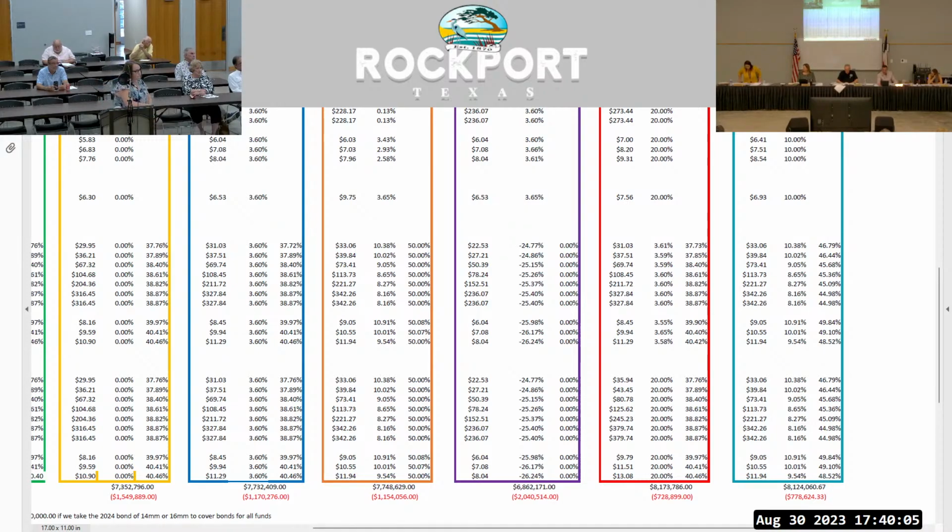Like the water comparisons, was any consideration made for the population size and the number of users per city that we're being compared to? Because just like Prosper, Texas, it's a population of 34,000 with 13,000 users. So their rates are going to be much different than ours, correct? No, we have about 13,000 users as well, I think.